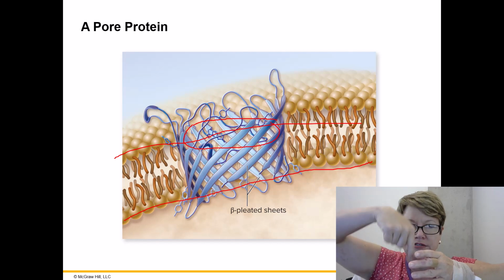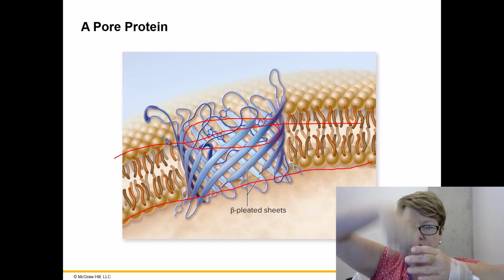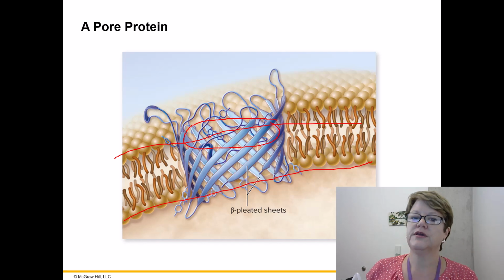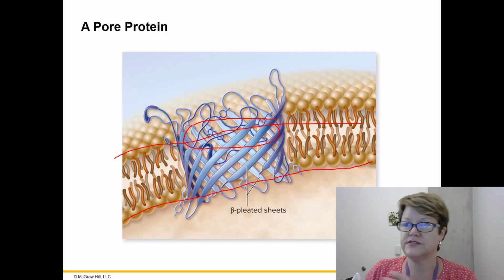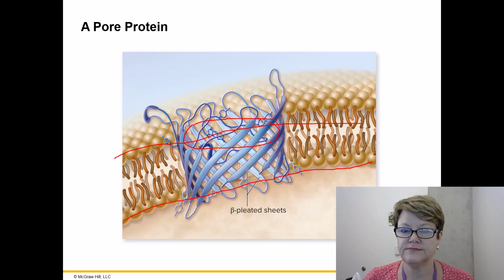And the molecules, the particles, can go through that hole. But you can imagine that the hole has a certain size, and so it can't allow just any size molecule. These are going to have to be fairly small molecules that are going to be able to go through these pore proteins. Okay, so that is a general introduction to the transport proteins that we're going to be talking about, these pore proteins. In the next section, we're going to talk about some of the rules that govern which way molecules will move.